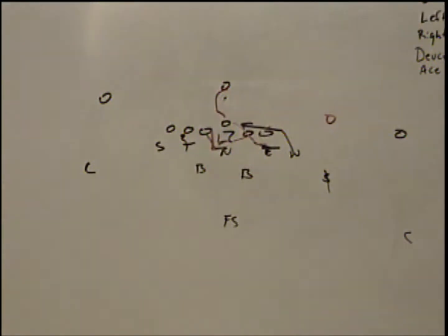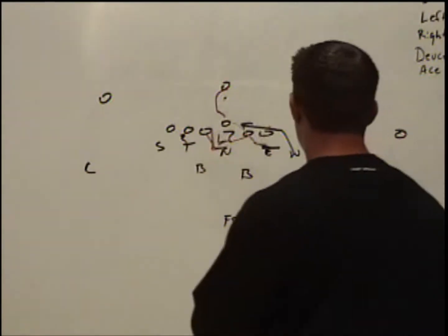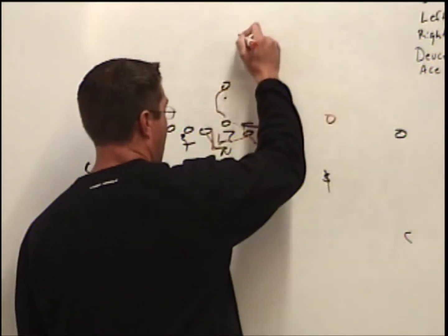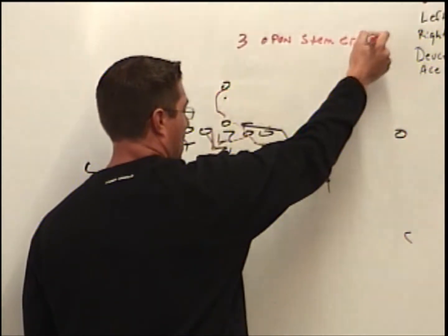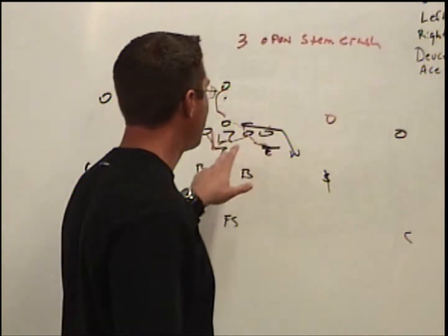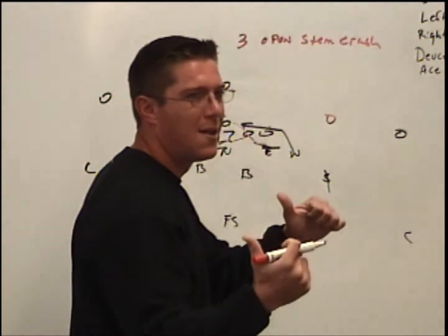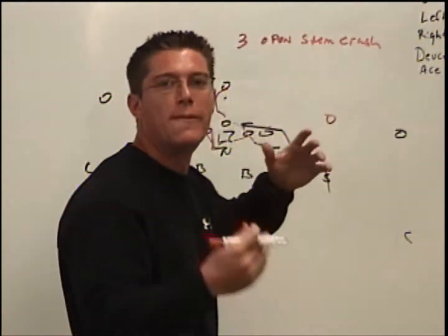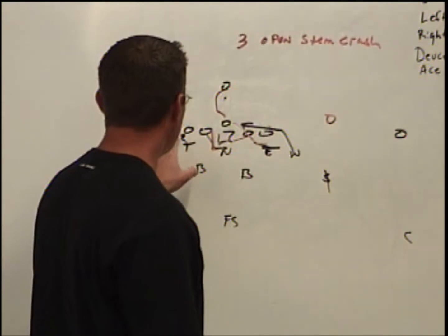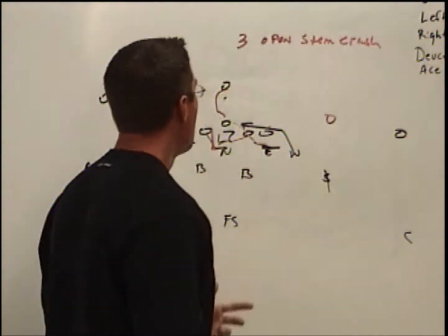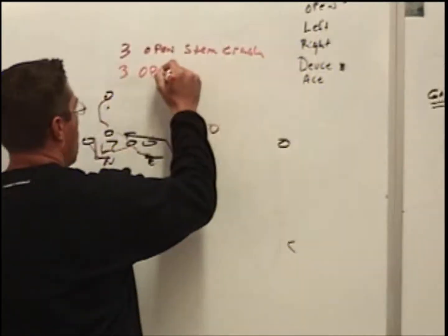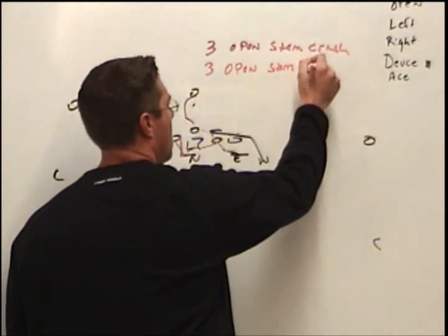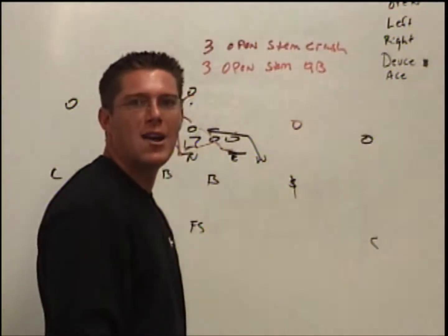Okay, but our other call off of that, let's say we're anticipating bootleg, right? So this is 3 open stem crash. That means we're going with a half side stem. So we called right, right, they know they're heading left. And we're crashing the outside. We can also call 3 open full stem, which now sends this tackle there. What we also do, and I think we used this in 2 games last year, we'll call 3 open stem quarterback instead of crash.